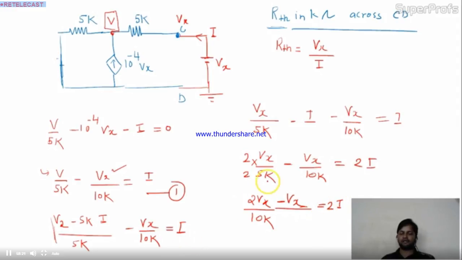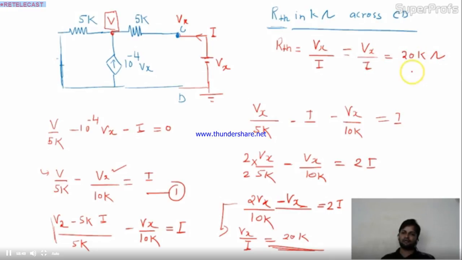Is it okay? Now here it is, again I have some space now. So Vx minus Vx. I am taking this I this side, and this 10k will go that side. 20k is our answer. Is it okay? So our answer Vx by I is nothing but 20 kilo ohm. I hope this is clear to you people.